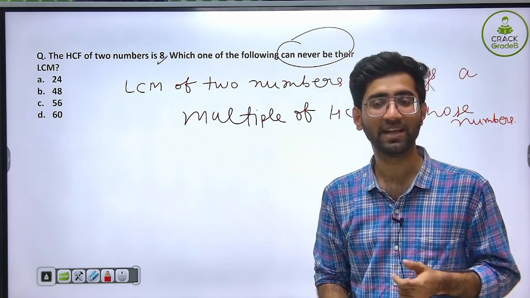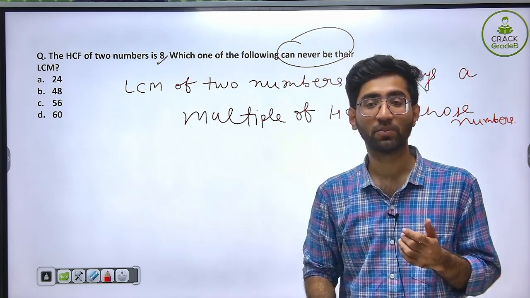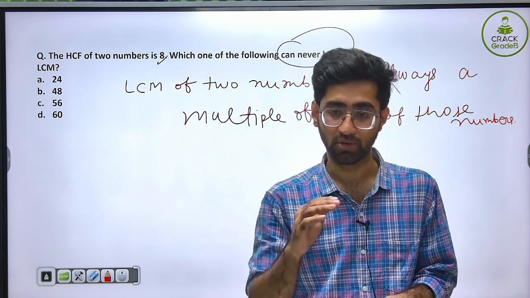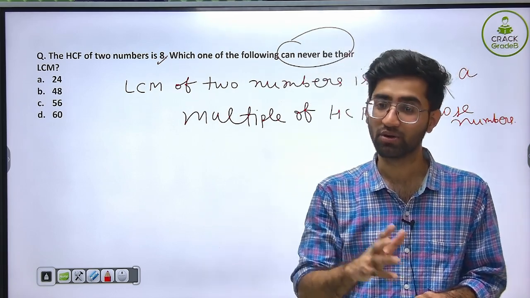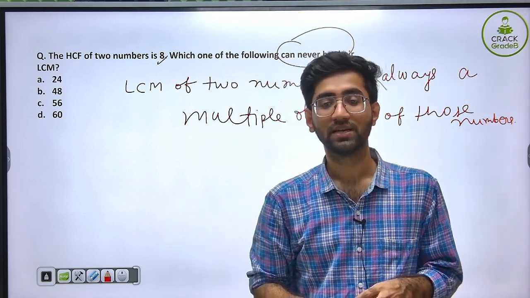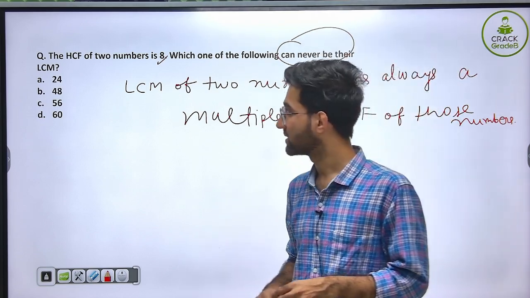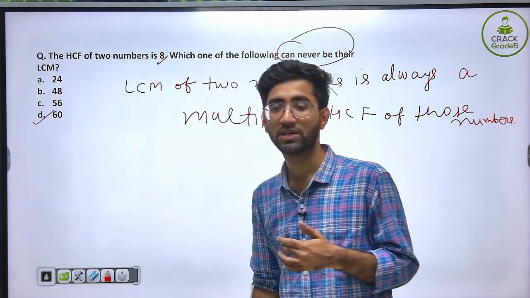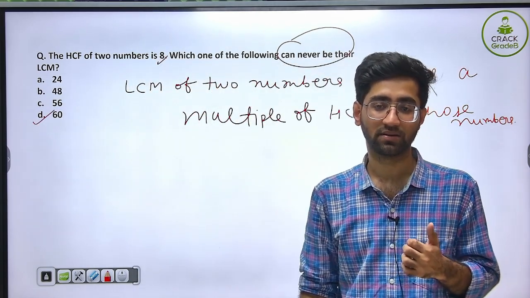Means 56 can be the LCM. Let us look at option D. 60 is not a multiple of 8. If you divide 60 by 8, you don't get remainder 0. You get a remainder equal to 4. Means 60 can't be the LCM of those two numbers. So option D is the correct answer.